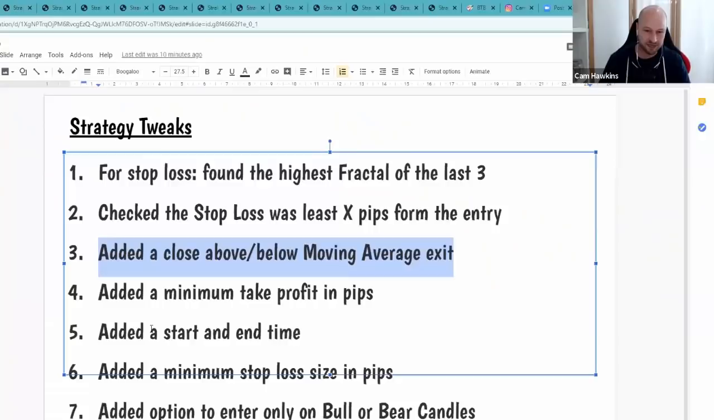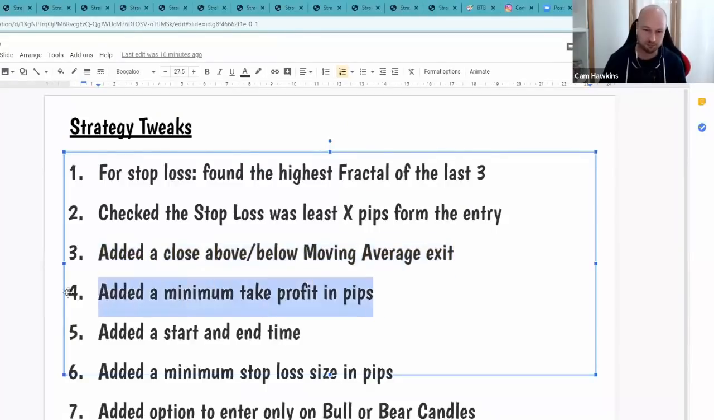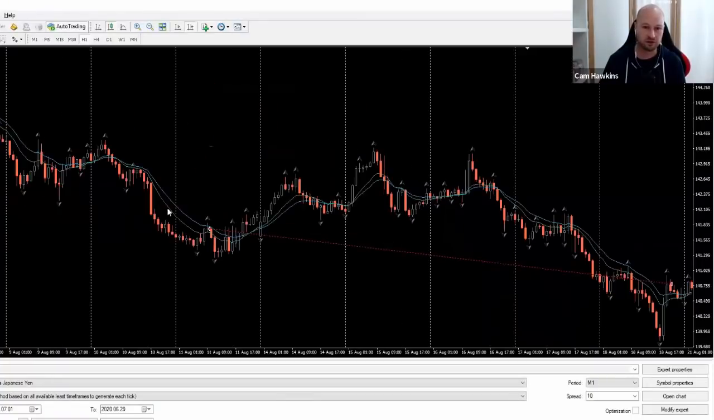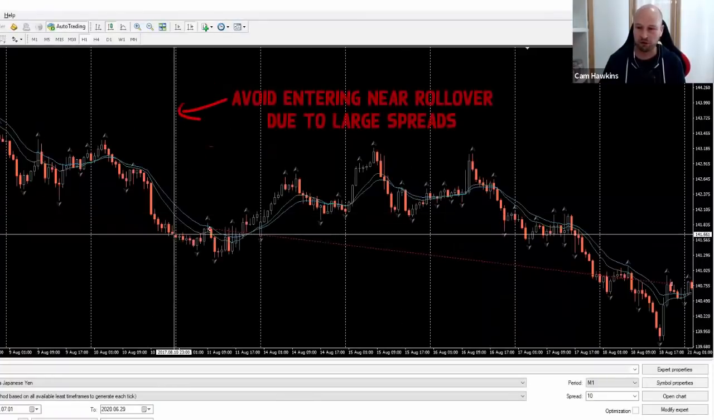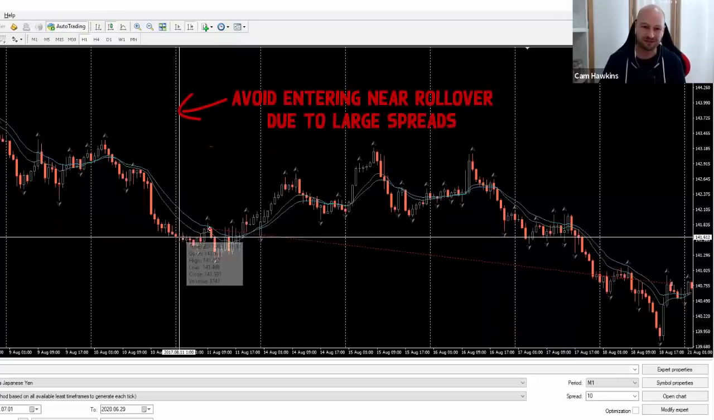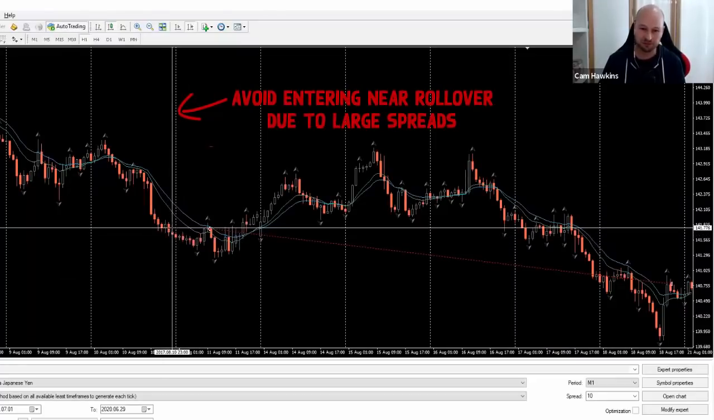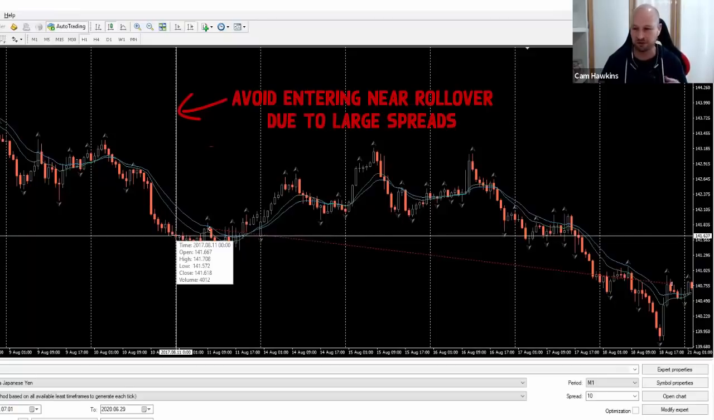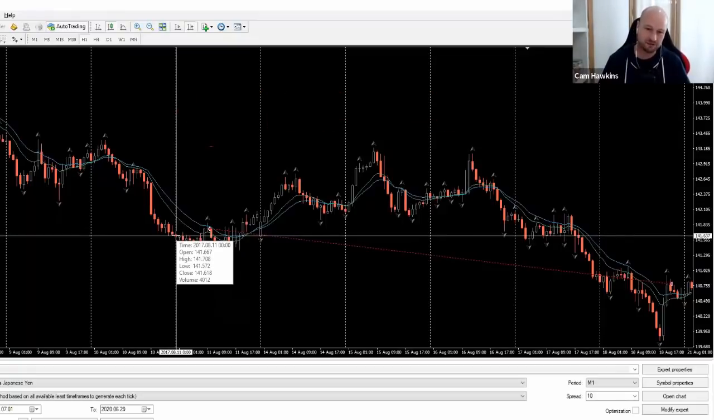Now, let's just jump back in here again. So added a minimum take profit pips we've talked about. I added a start and end time as well. So I didn't want to enter the trade at the very start of the day, like, for example, whilst we're having rollover. So I said, look, we're not going to enter trades just before rollover, and we're not going to enter them on the rollover because spreads get massive, and you can easily, if your stop's too tight, get wicked out and whatnot. So I said, look, we're not going to enter those.